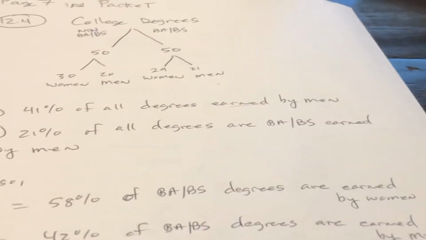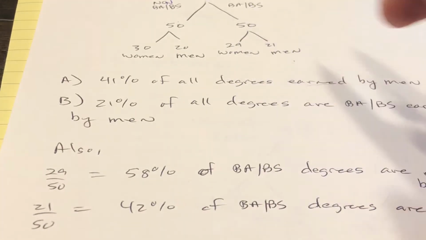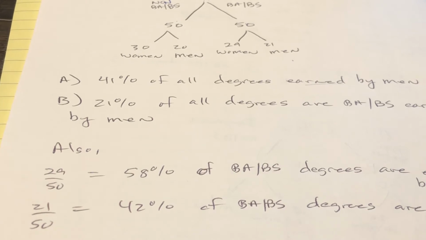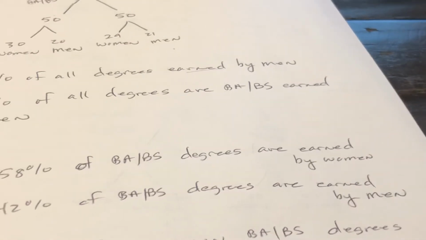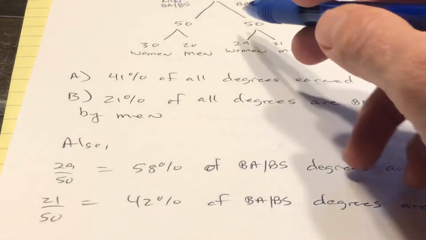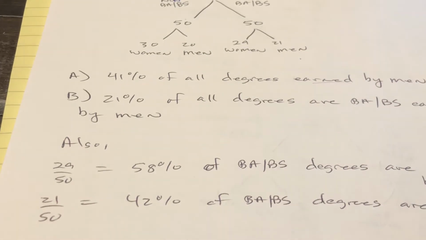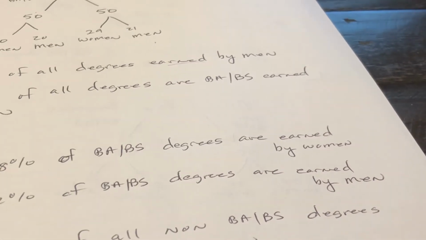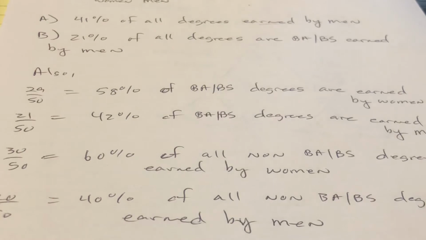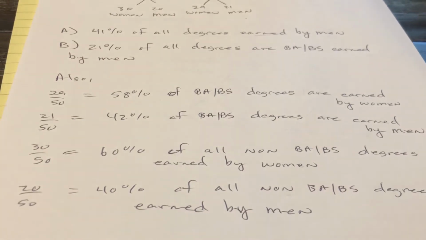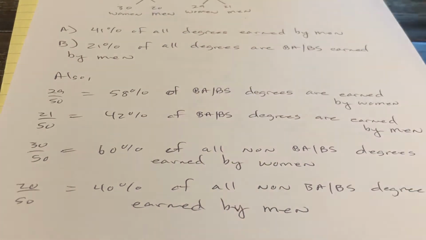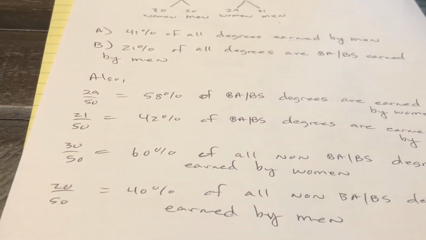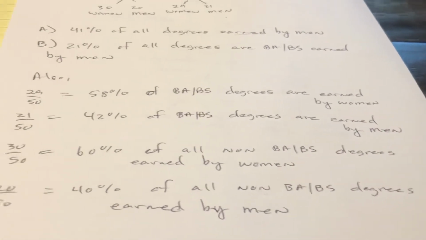Here's what we also know. I can say 29 out of 50, which is 58% of bachelor's degrees, are earned by women. And I can say 21 out of 50, 42% of bachelor's degrees are earned by men. Again, pause this when you need to. And I can say 30 out of 50, or 60% of all non-bachelor's degrees are earned by women, and 20 out of 50, or 40% of all non-bachelor's degrees are earned by men.